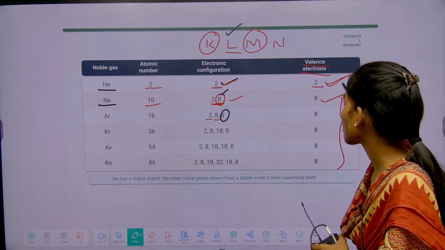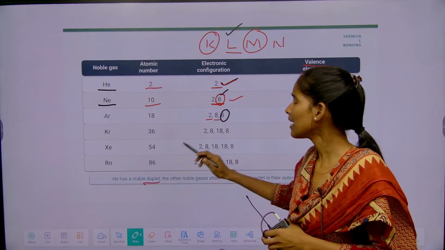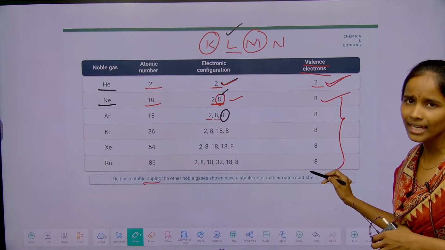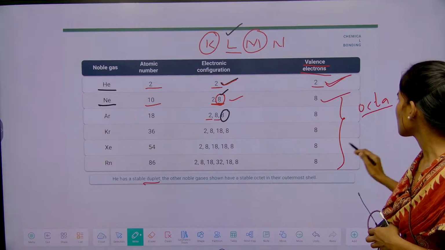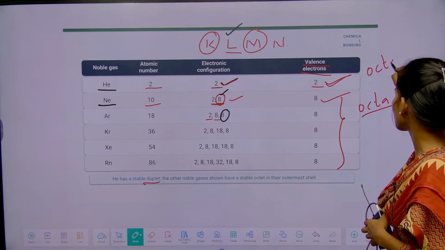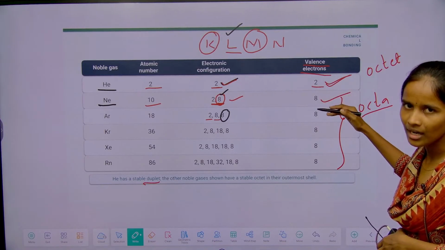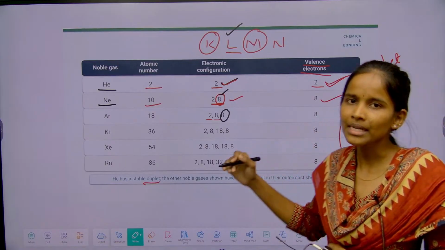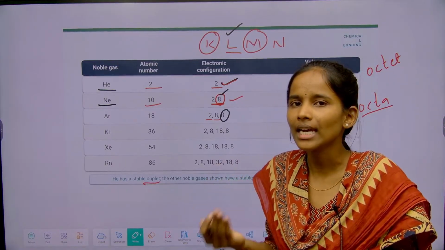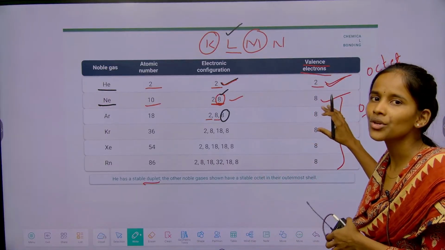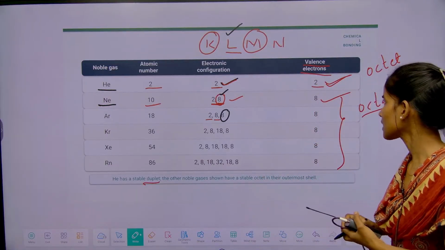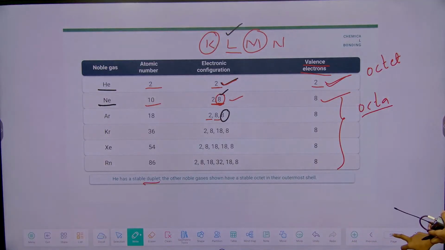Helium we call a duplet, whereas all the remaining ones have 8. Eight means octa, so this rule is called the octet rule: when there are 8 electrons in the valence shell, they will not react with other atoms because they have a sufficient number of electrons, so they are stable. This is valence electrons.